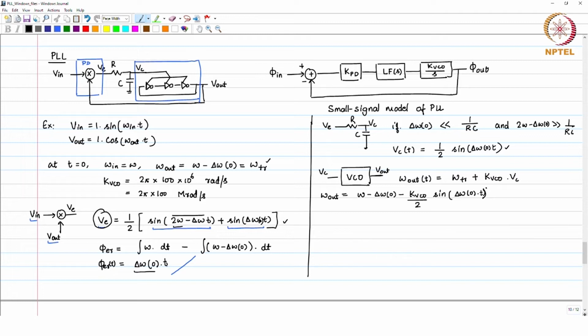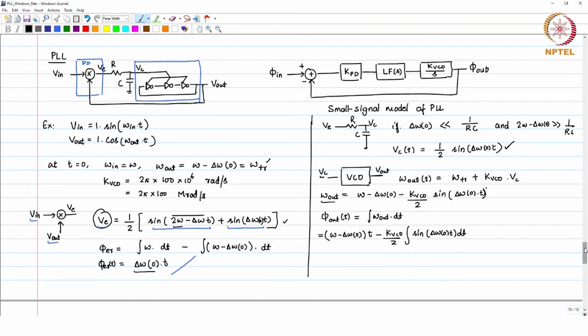So, what you see here is that the output frequency will change if I feed in the control voltage as given here. Okay. In response to this output frequency, your phase out at any given time is going to be, you can integrate your omega out dt, and this is going to be omega minus delta omega 0 times t minus kVCO by 2 integral of sine delta omega 0 t dt. You will get the output phase like this.